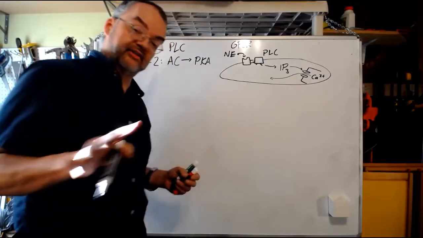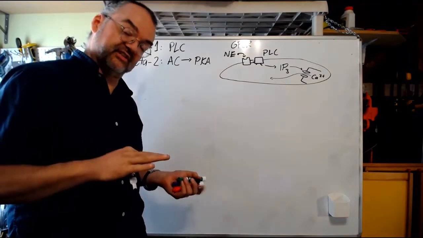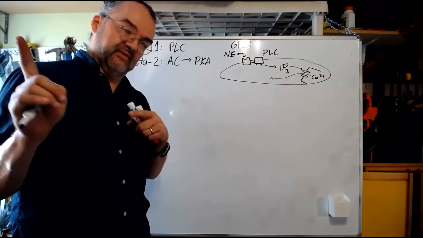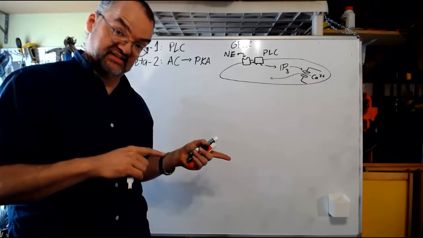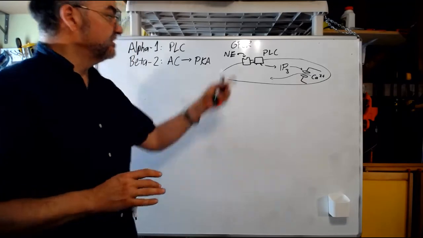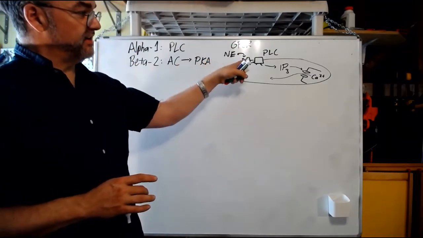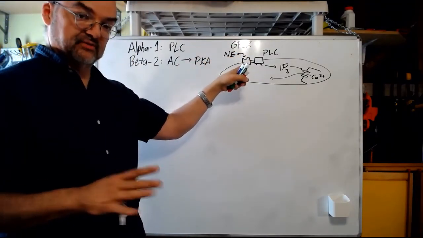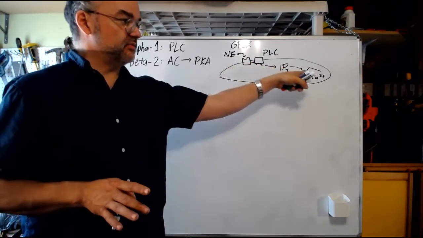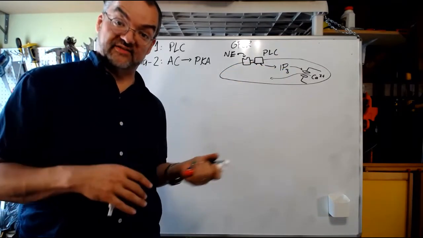And remember what calcium does. Calcium binds to calmodulin, which activates the myosin light chain kinase, which then phosphorylates the myosin and causes the cell to contract. So, norepinephrine activating the G protein coupled receptor, alpha-1 receptor, which activates phospholipase C, which makes IP3, which opens the calcium channels, which lets out the calcium.